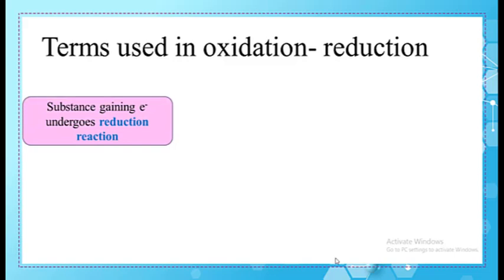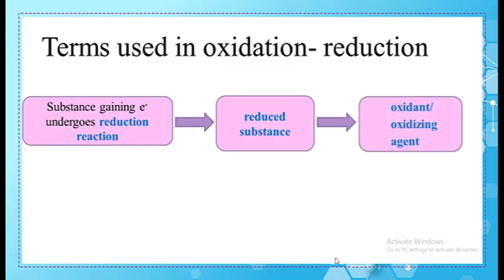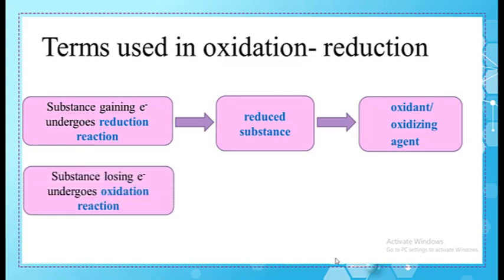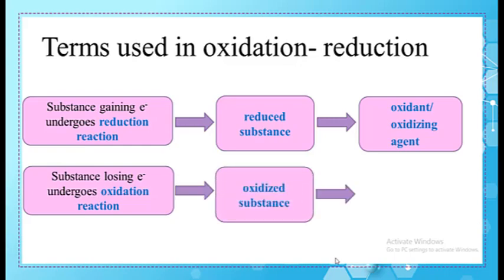The substance gaining electrons undergoes reduction reaction. We call it reduced substance or oxidant or oxidizing agent. So the substance that undergoes reduction half reaction is called oxidant, oxidizing agent, and reduced substance. While the substance that is losing electrons undergoes oxidation reaction, it's called oxidized substance or reductant or reducing agent. So the substance that undergoes oxidation half reaction, we call it reductant, reducing agent, or oxidized substance.